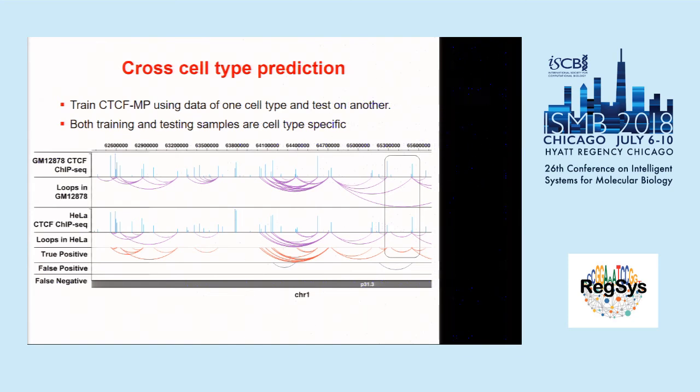For this visualization, the model is trained by using GM cell line data and tested on the HeLa cell line. As the right pane here shows, the model trained on the GM cell line captured a cell type specific loop in the HeLa cell line, indicating that the features learned by the model are actually consistent across cell lines.